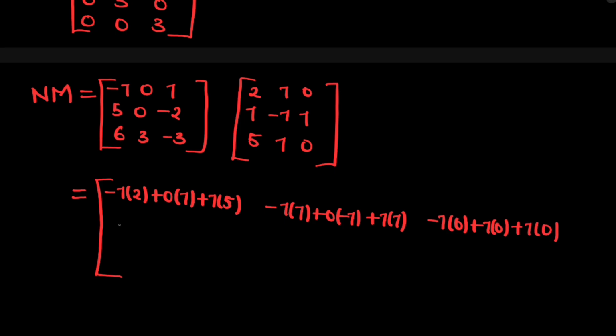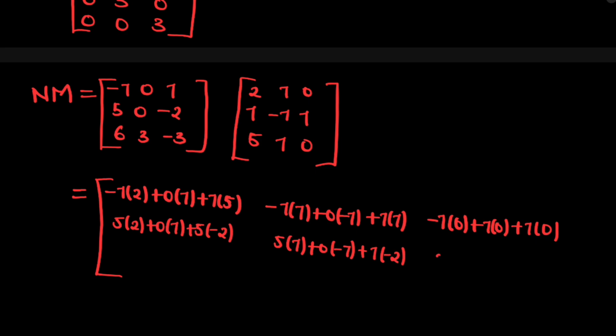We take the next row: 5 times 2 plus 0 times 1 plus 5 times minus 2. 5 times 1 plus 0 times minus 1 plus 1 times minus 2. 5 times 0 plus 1 times 0 plus 0 times minus 2. Then 2 times 6 plus 1 times 3 plus 5 times minus 3.